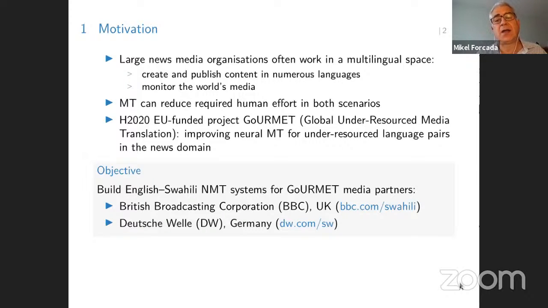And this is the main subject of the project Gourmet, which stands for Global Under-Resourced Media Translation. The objective is to build English Swahili and Swahili English neural machine translation systems for both media partners in the Gourmet project, the BBC and Deutsche Welle.